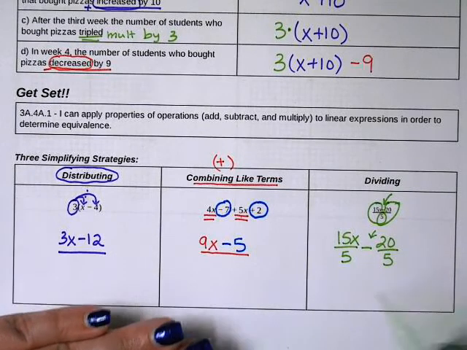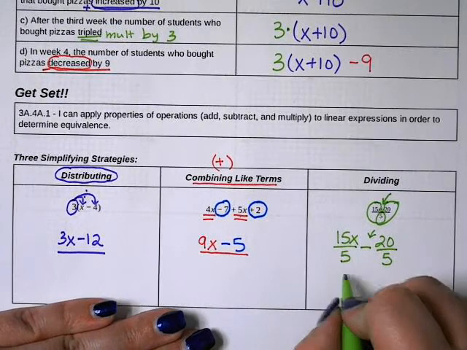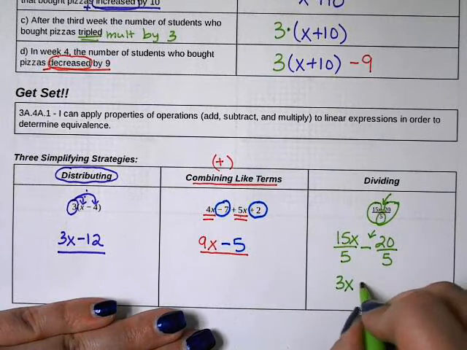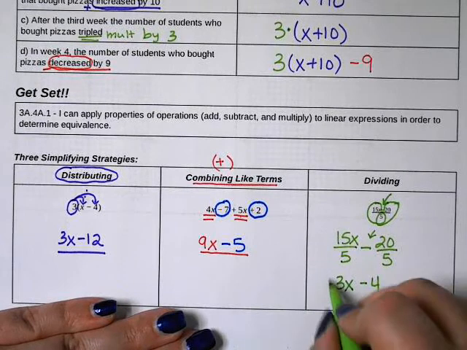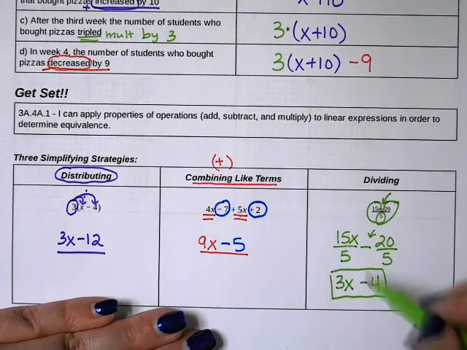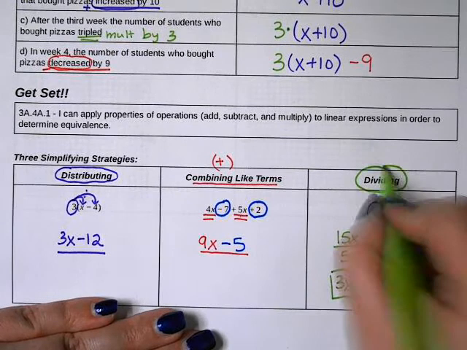But now we can actually see that it simplifies down. 15x over 5 is actually 3x, and then 20 over 5 is 4. So when we divide both of those terms by that 5, we actually get a simpler expression. Now there's no fraction left anymore. So this is the other thing that we can try.